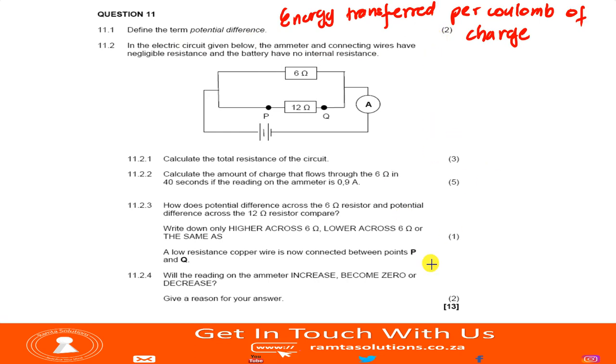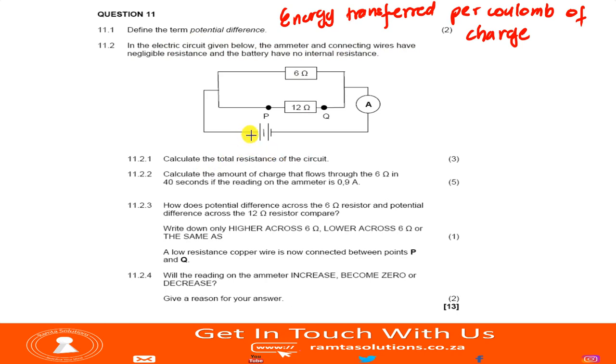Remember, you should try to do this question in 13 minutes, but I will take longer because I'm also explaining. Now they say, in the electric circuits given below, the ammeter and connecting wires have negligible resistance. That's an important point. And the battery has no internal resistance. Another important point, you will understand this when you're in grade 12. Now, calculate the resistance of the circuit.